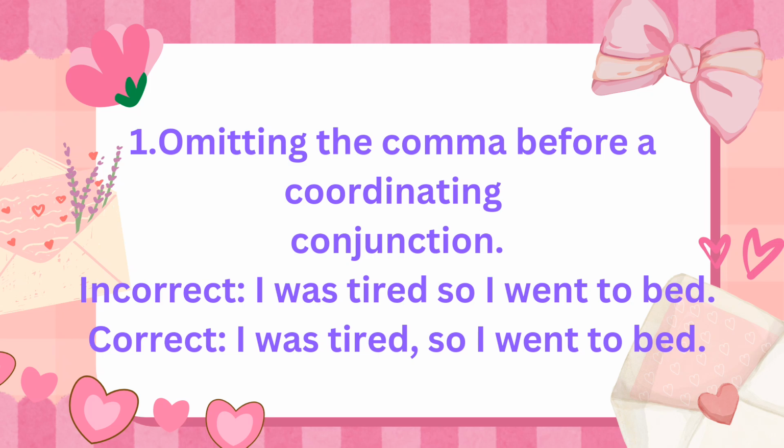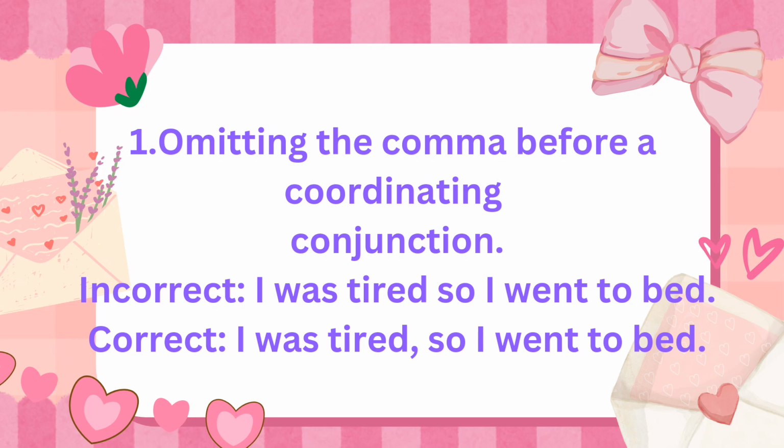When we say comma splices, we mean using just a comma without a conjunction or omitting the comma before a coordinating conjunction. It will be incorrect to say "I was tired so I went to bed" without using a comma in between. "I was tired" is an independent clause. "I went to bed" is an independent clause. So before you'll be able to join them correctly, you have to make use of a comma before you introduce your coordinating conjunction. So it would be correct to say, "I was tired, comma, so I went to bed."